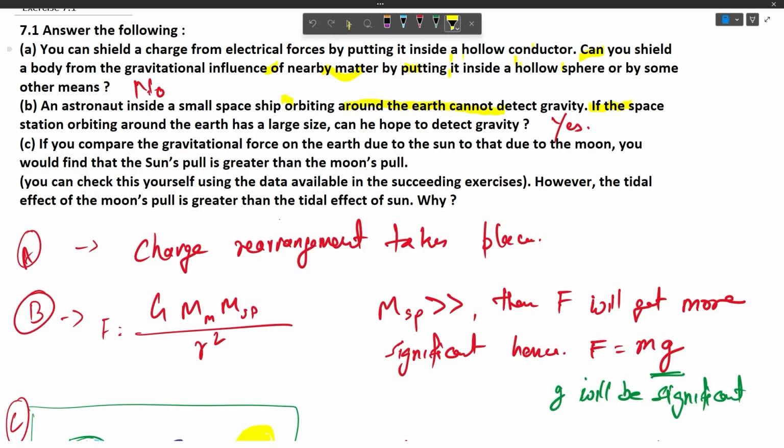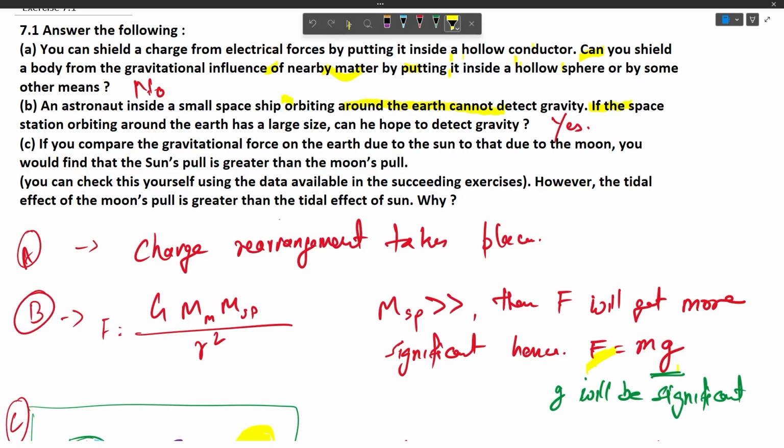and they both are in a situation of free fall, thus they can't feel gravity due to Earth. Whereas when the spaceship has a large mass, then he will experience gravity due to the spaceship, because we know that gravitational force is equal to G times the mass of the man multiplied by the mass of the spaceship divided by their distance of separation squared. Now when the mass of the spaceship becomes greater, then obviously the magnitude of force will become high, and when we compare it with the equation F equals mg, then obviously this g will be high to accommodate the higher force, so g will become significant.